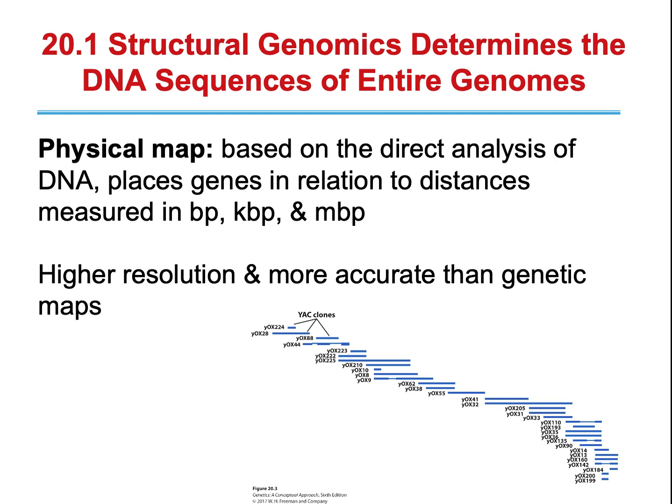Physical maps are based on direct analysis of DNA, and they put genes in relation to distances measured in a number of base pairs, kilobases, or megabases. A common type of physical map is one that connects isolated pieces of genomic DNA that have been cloned in bacteria or yeast. Physical maps generally have higher resolution and are more accurate than genetic maps. A physical map is analogous to a neighborhood map that shows the location of every house along a street, while a genetic map is like a highway map that shows general locations of major towns and cities. One of the techniques that's been used for creating a physical map is restriction mapping, which determines positions of restriction sites in DNA.